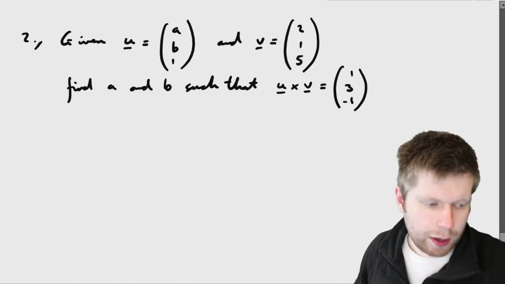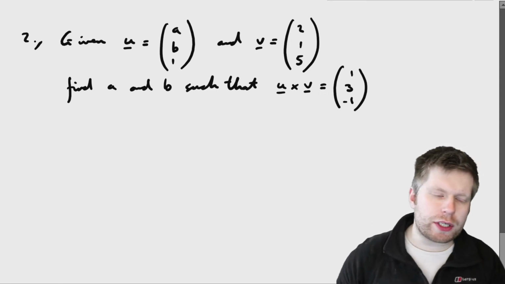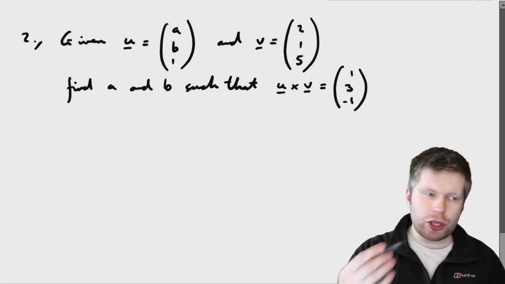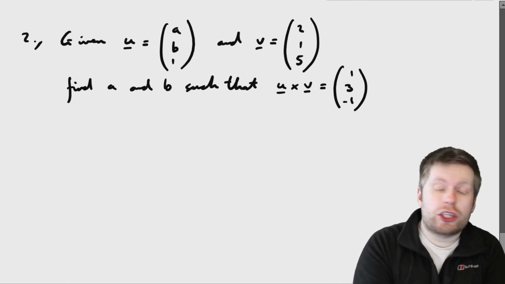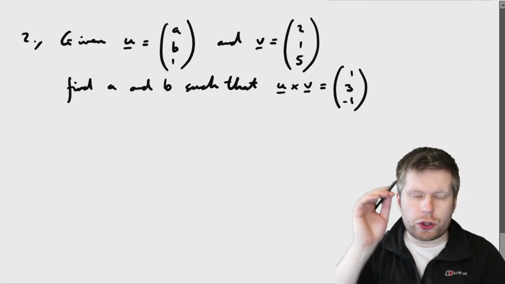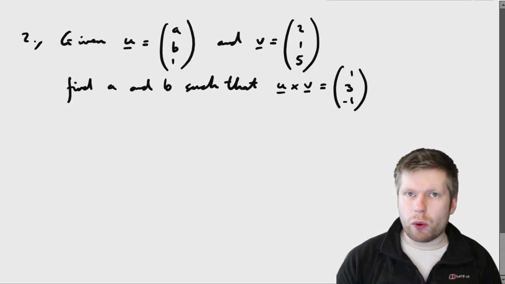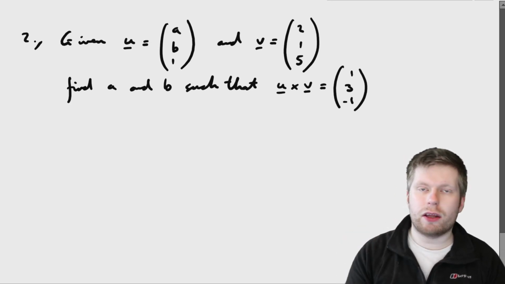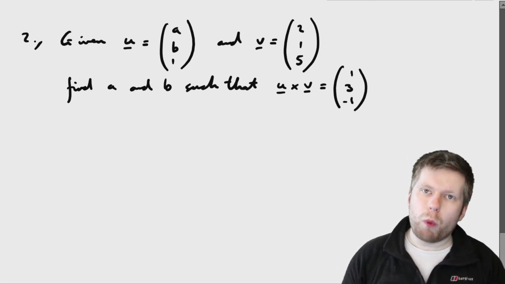Okay, so next question then, same idea, but we're looking at it from a different perspective. We've been given that u is (a, b, 1), where a and b may not be integers, they're just numbers, just constants. And v is equal to (2, 1, 5). Now I've been tasked to find the value of a and b such that when I take the cross product of u and v, in other words I find my perpendicular vector of u and v, I get (1, 3, -1).